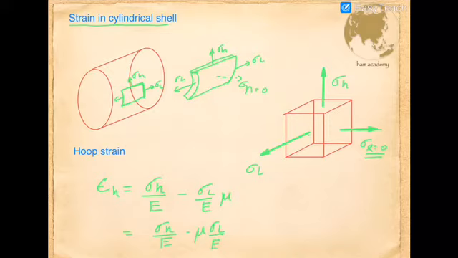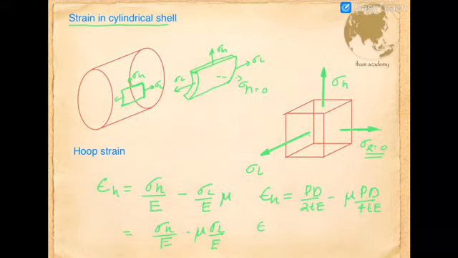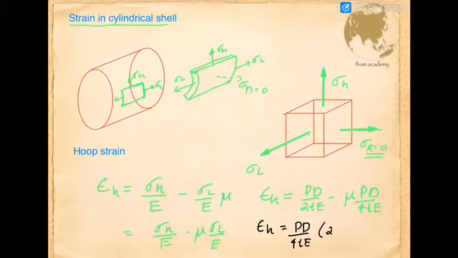So this will be the strain along the direction: sigma h divided by E minus mu into sigma L divided by E. Suppose we substitute the values corresponding to sigma h and sigma L, we will get the expression for epsilon h like this. So epsilon h is going to be, if we take PD divided by 4TE outside, 2 minus mu will be the corresponding answer.